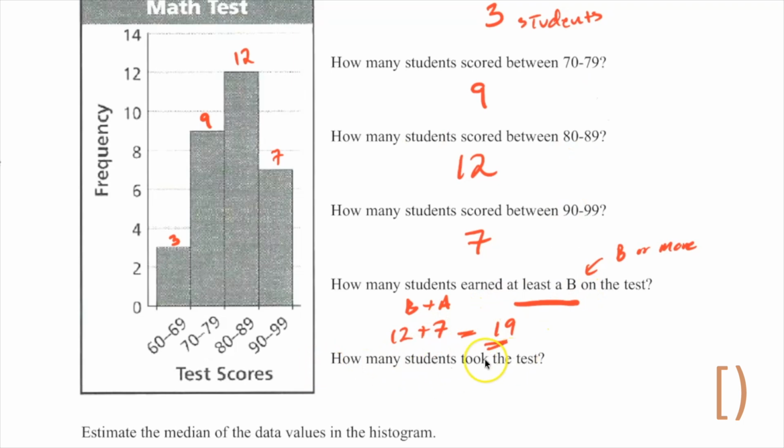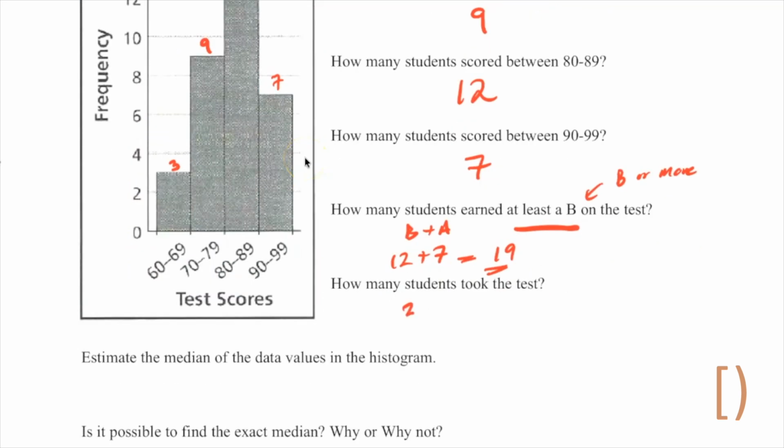How many students took the test? We're going to add up all these values. If we want to find the number of students that took the test, we're going to add up all the different possibilities. So we're going to add them all up. 3 plus 9 plus 12 plus 7. If I do 3 and 7, that's 10. 10 plus 9 is 19. 19 plus 12 is 31. So 31 students took the exam.